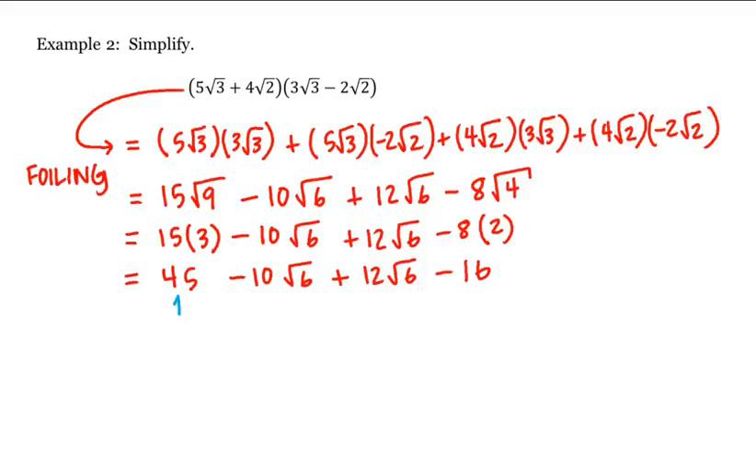And now we'll combine these numbers here, as well as the terms with the square root of 6 in them, which gives us 45 minus 16 is 29, and then minus 10 square root 6 plus 12 square root 6 is positive 2 square root 6, which would be our answer.